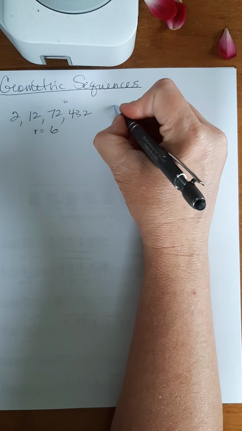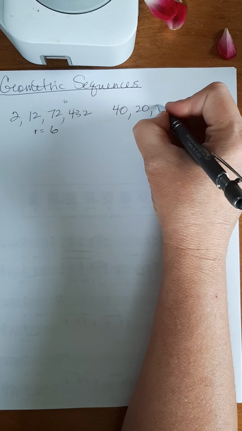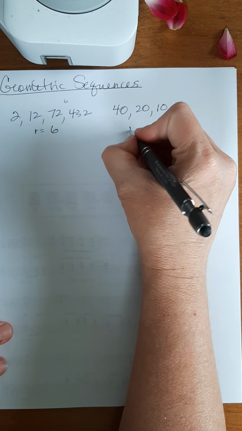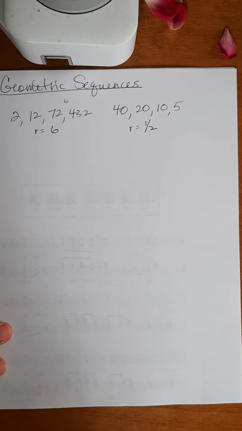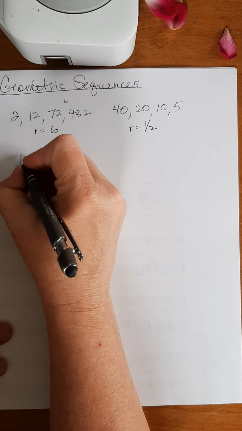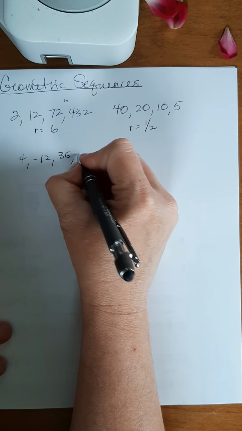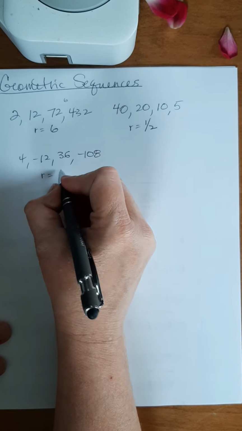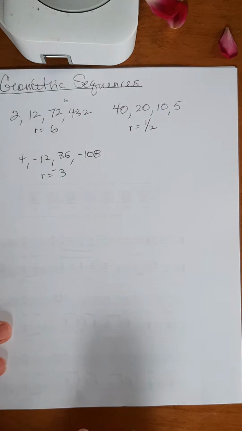Or let's say if I did something like 40. Divide by 2, divide by 2, or in a sense, you're dividing by 2 or multiplying by half. You can even have a negative ratio. Let's say that you had this. Notice how you're multiplying not just by 3, but by negative 3.